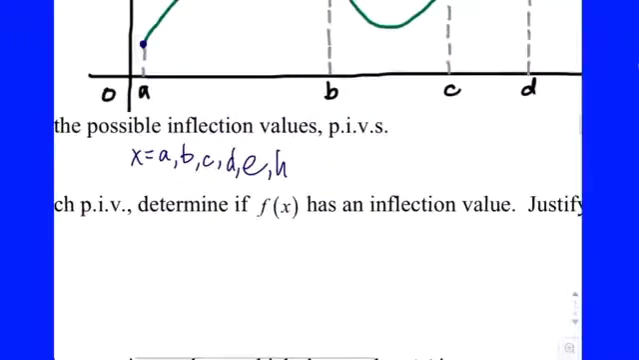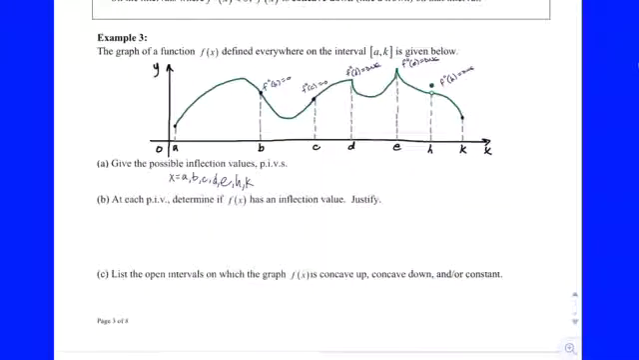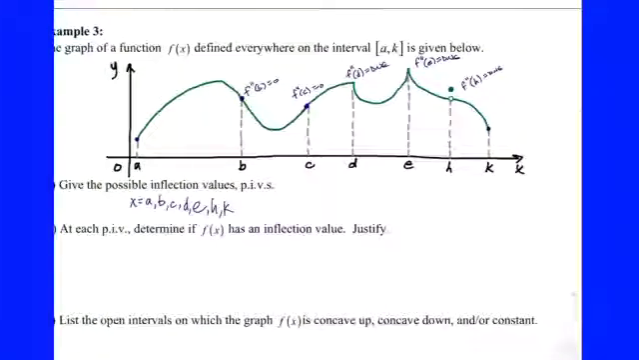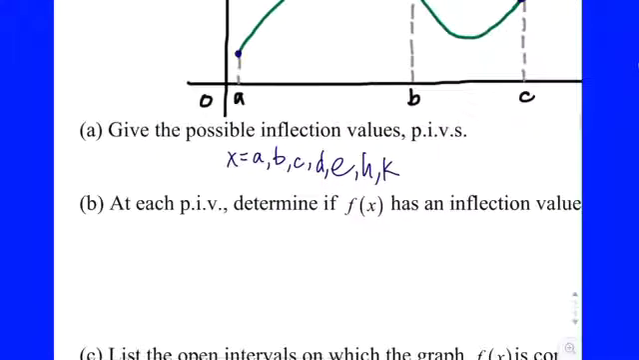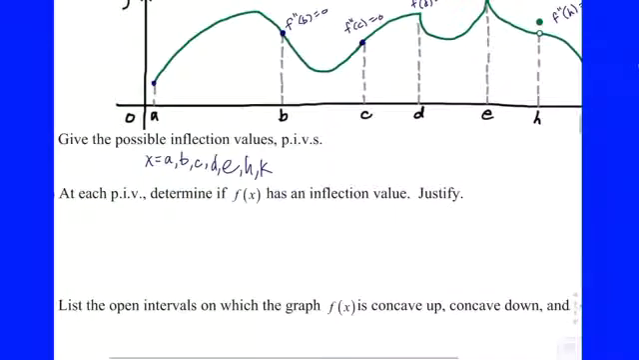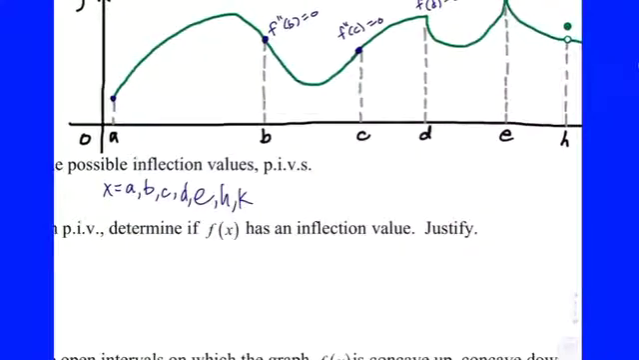Yeah, same reason, the left endpoint. So every single value that I had listed there, A, B, C, D, E, H, K. I didn't use F because the function's name is F. And I didn't use G because we use that as well. H, I is kind of a dumb one. So I jumped to K. Okay, anyway, at each PIV then determine if F actually has an inflection value. Justify.